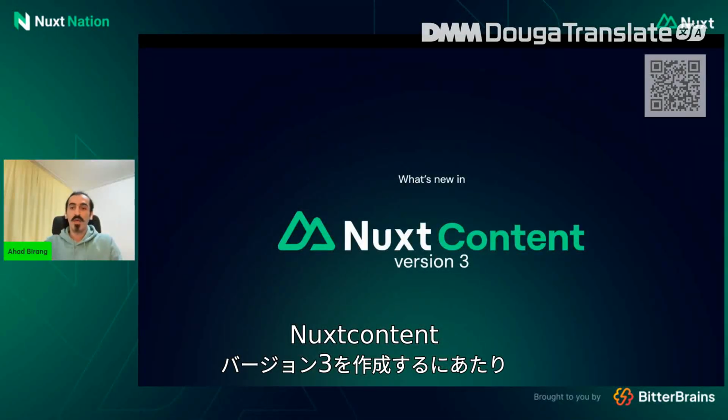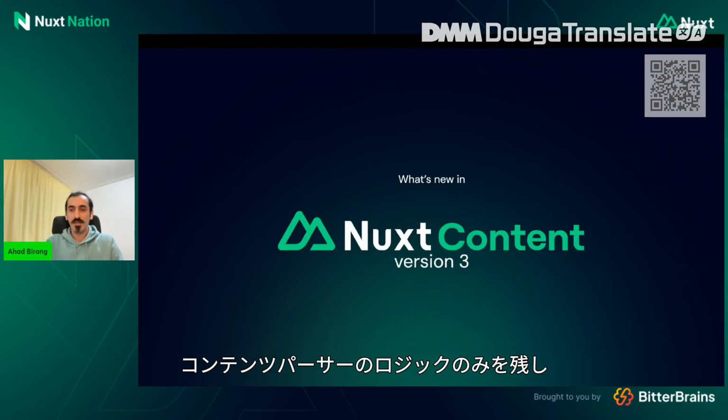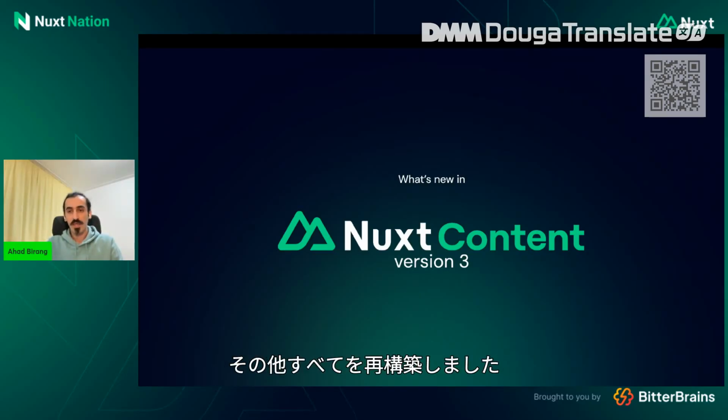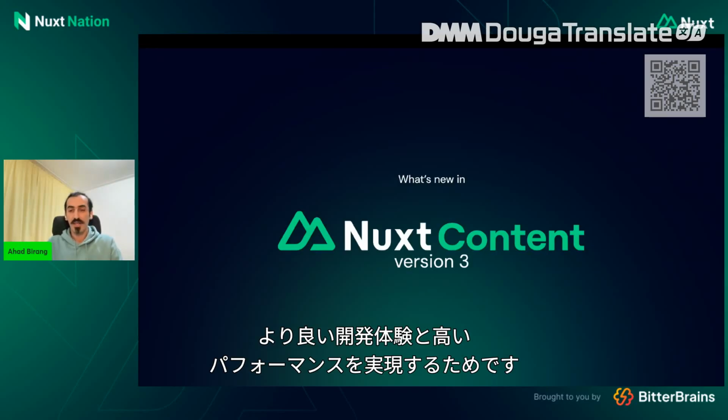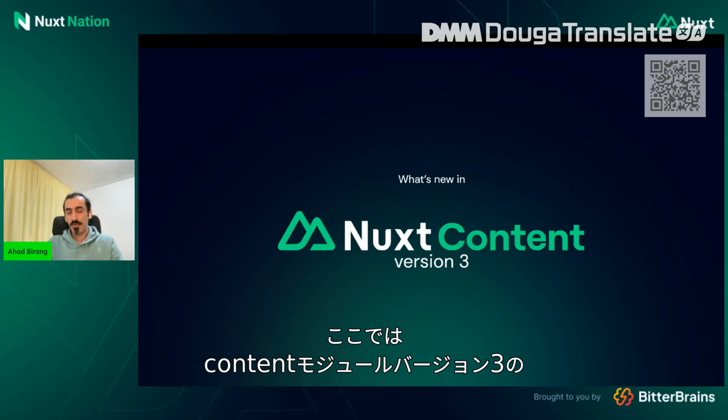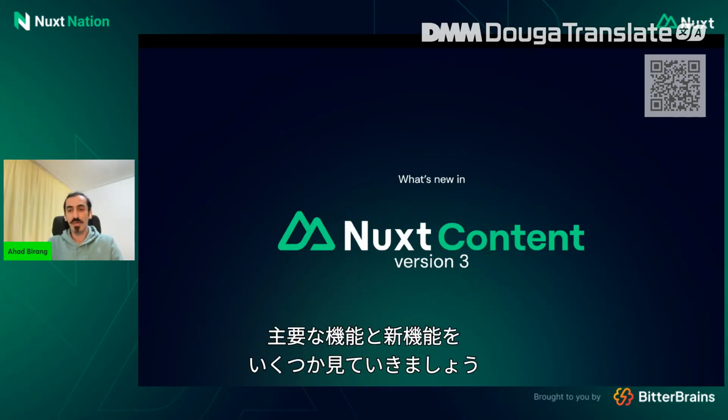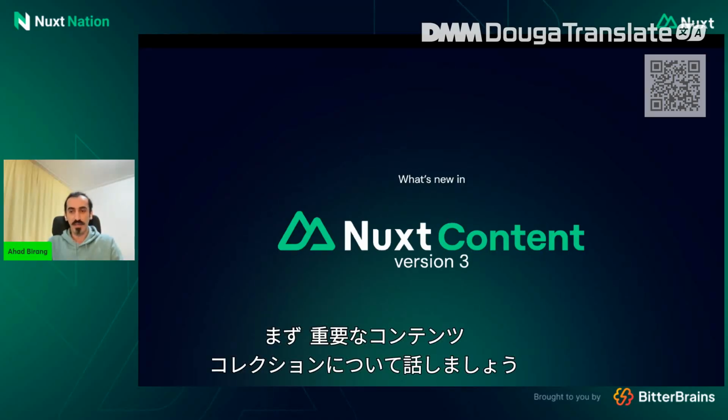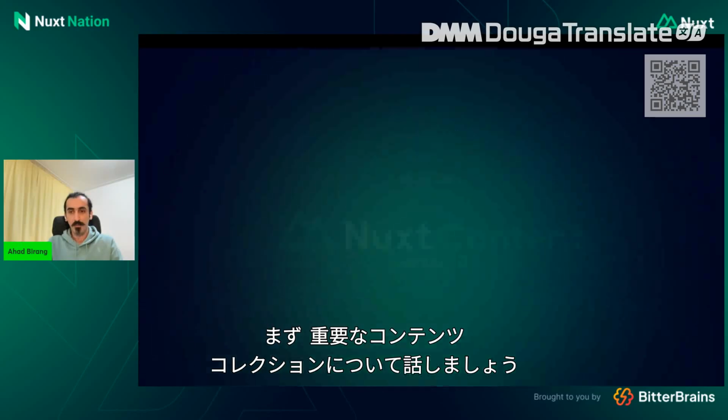In order to create Nuxt Content version 3, we kept only the content parser logic and rebuilt everything else in order to achieve better development experience and higher performance. Here we are going to see some of the key features and new things the content module version 3 has.